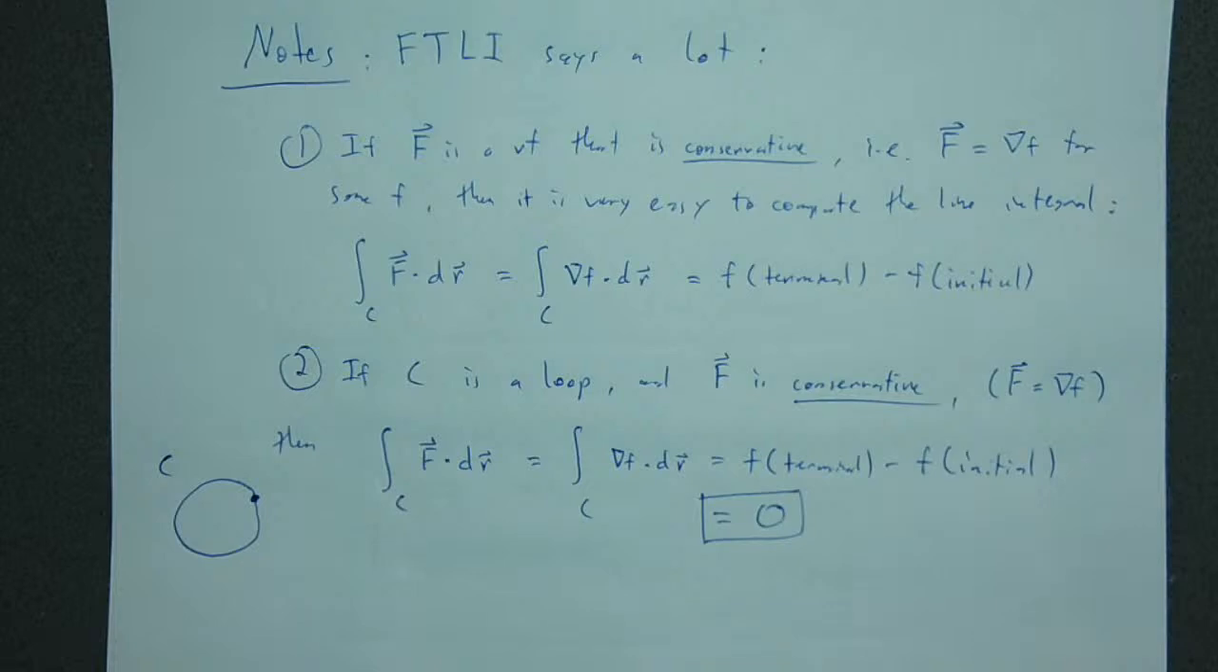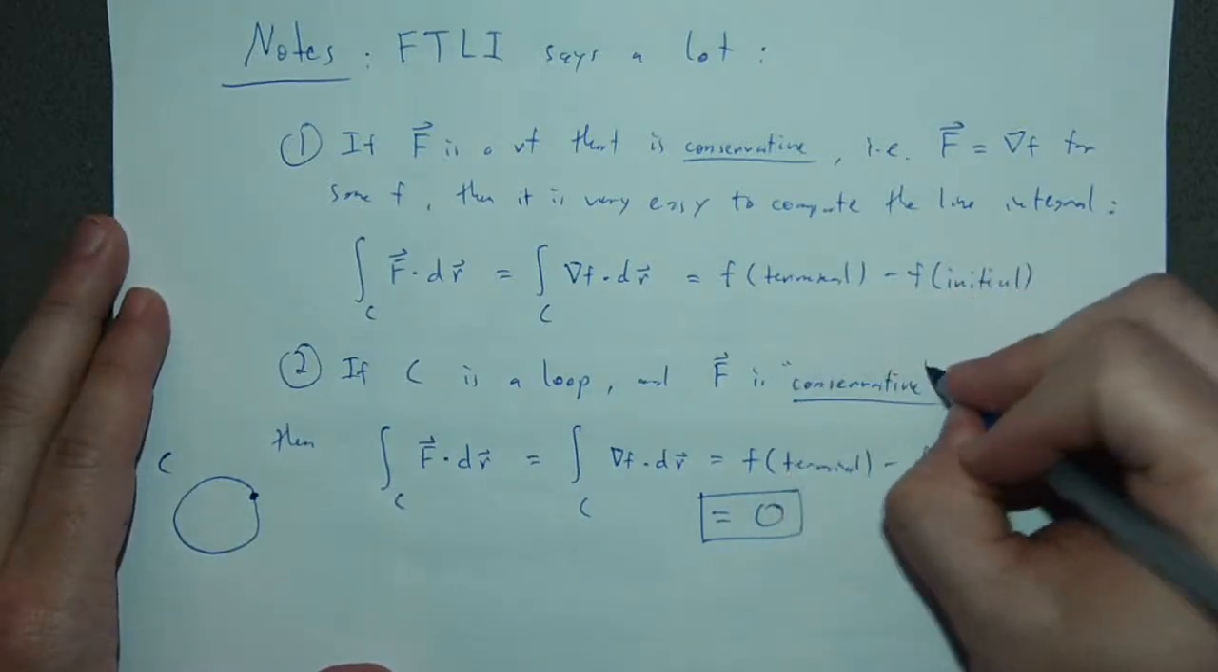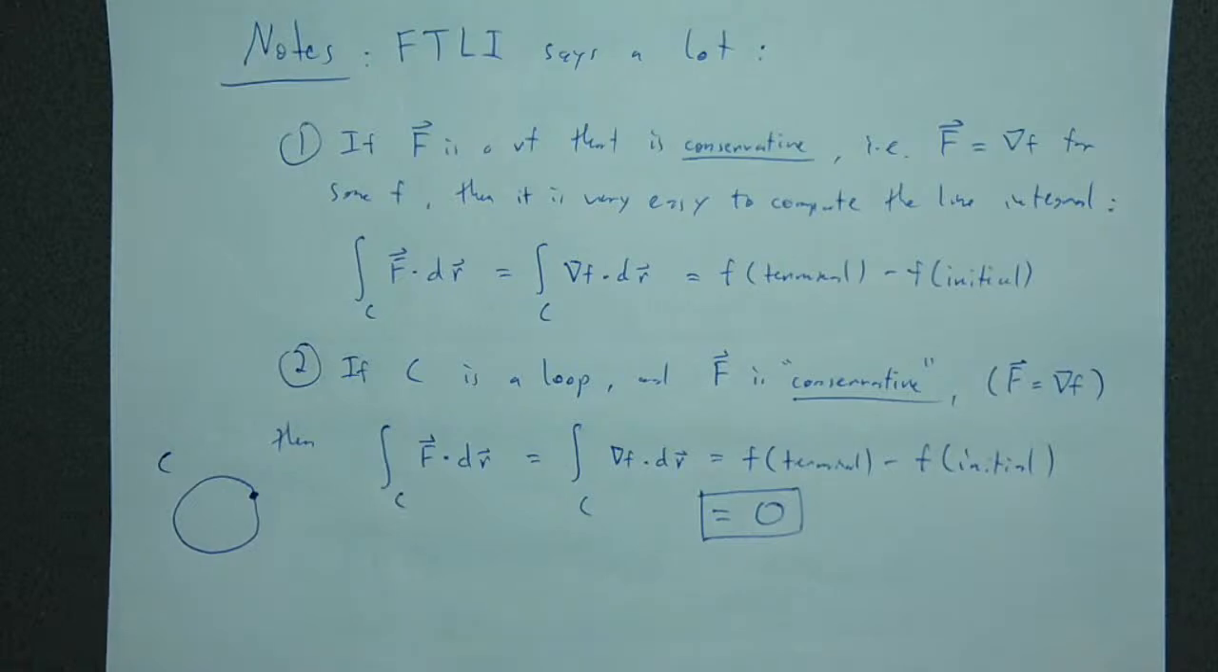Okay, so this is the reason for this word that we use, conservative, because it has to do with statements on conservation of energy, for instance. Okay. All right. So these conservation laws in physics follow from these mathematical facts concerning these conservative vector fields, or what we're calling now conservative vector fields. Okay.